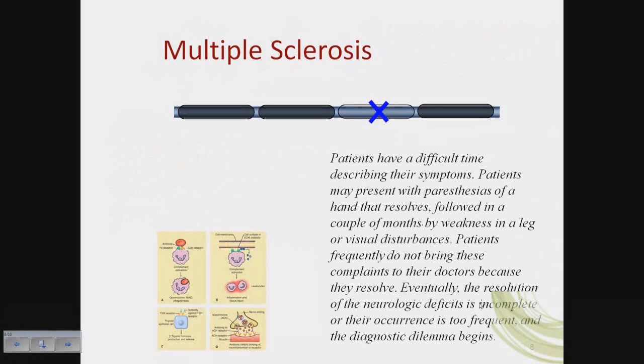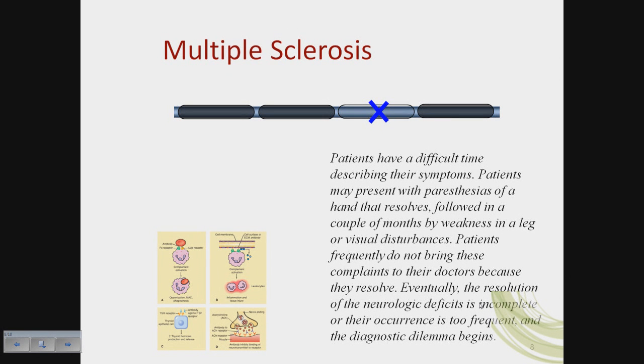They present with paresthesias. That means abnormal sensations, tingling in their hands. They might feel like their legs are on fire, something like that. And then all of a sudden, these paresthesias self-resolve, and it can be followed by weakness in the leg or visual disturbances. And usually the patients don't complain about these because they just think, well, maybe I was sick with a virus. I just wasn't right.